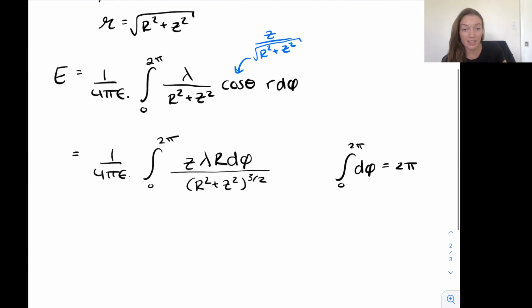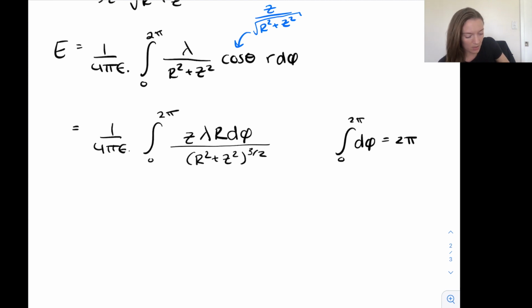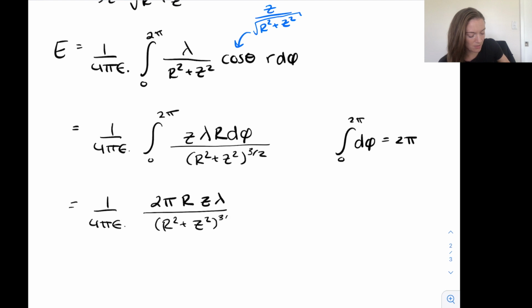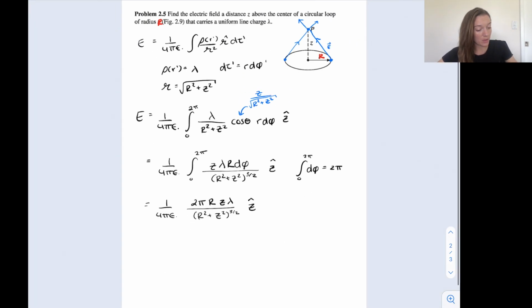So now I can rewrite my answer. My integral's done. So I can rewrite everything as just 2 pi R z lambda over r squared plus z squared to the 3/2. And this is in the z hat direction again. So that's it for our charged loop. There's really nothing to integrate. Now let's go on to a charged disk.